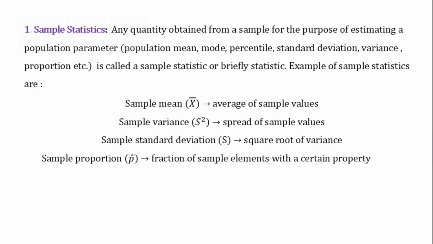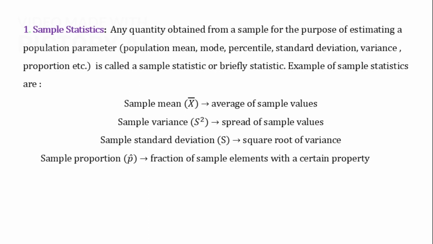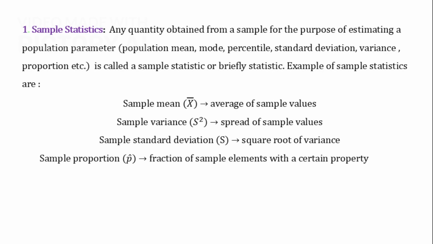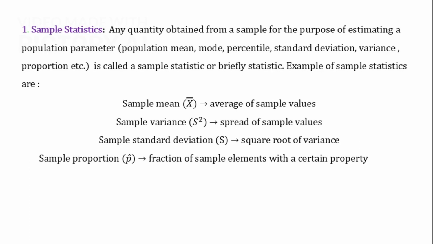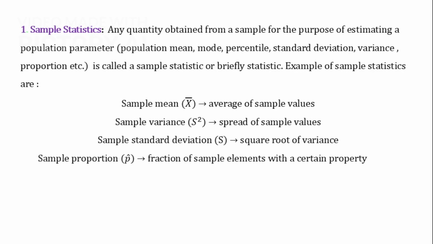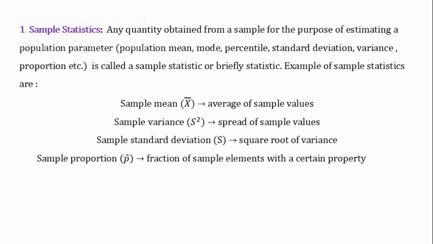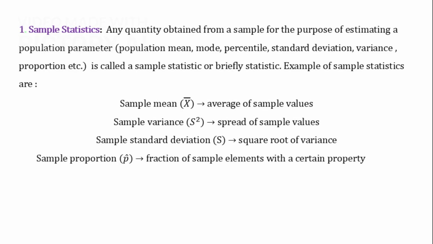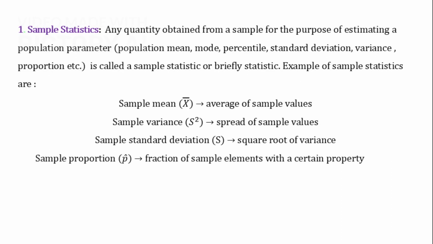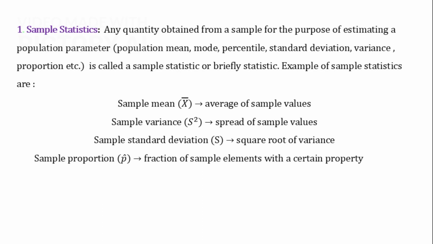Sample statistics: any quantity obtained from a sample for the purpose of estimating a population parameter, such as population mean, mode, percentile, standard deviation, variance, proportion, is called a sample statistic or briefly a statistic. Examples of sample statistics are sample mean, that is average of sample values; sample variance, that is spread of sample values; sample standard deviation, that is square root of variance; sample proportion, P, that is fraction of sample elements with a certain property.